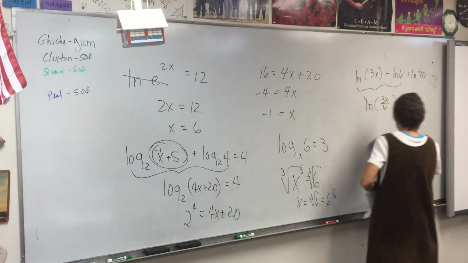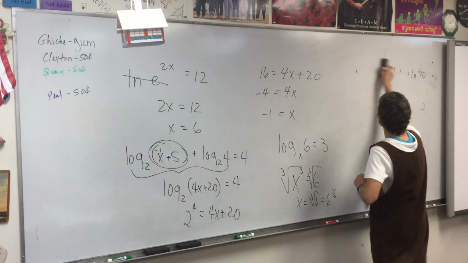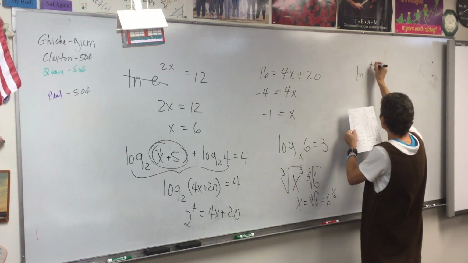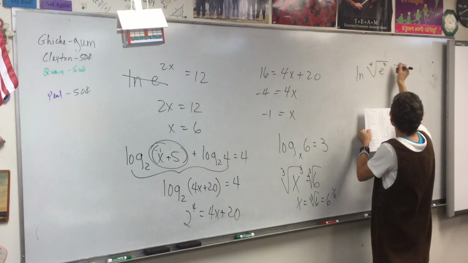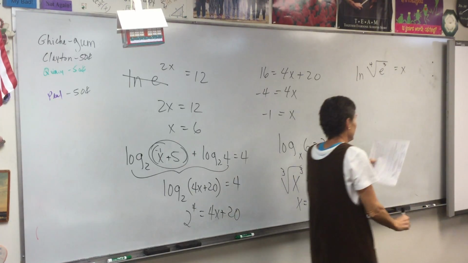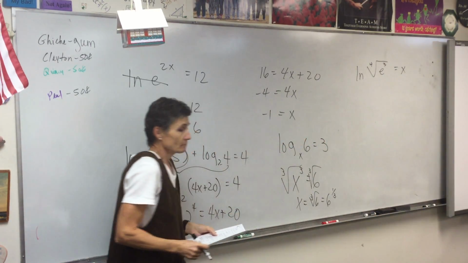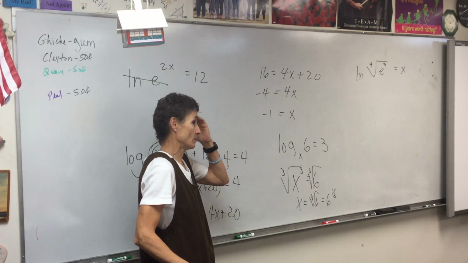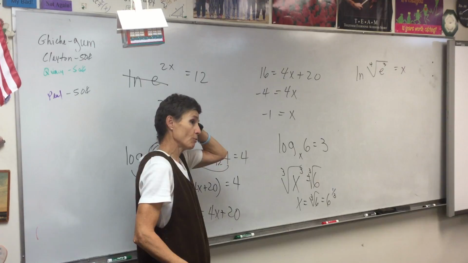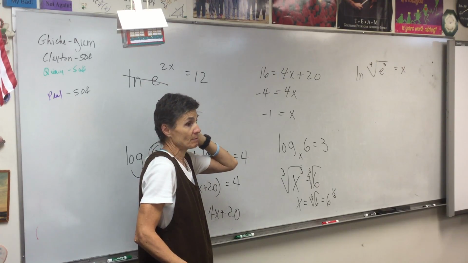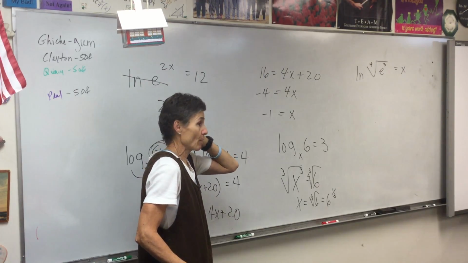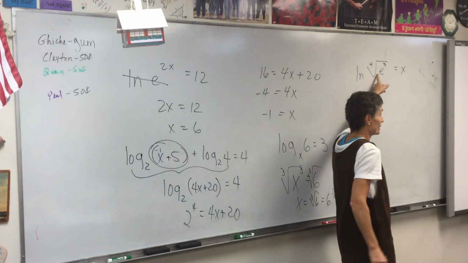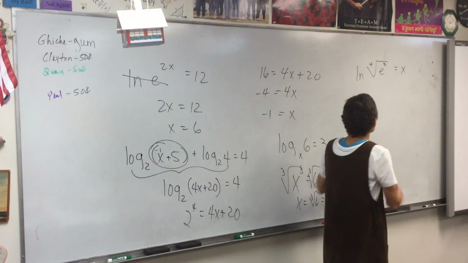And finally H. Oh boy. It's looking scary. Well, it does look scary, but you know what? It's not. If you think about it, it's not scary. Now, sometimes LNs and E's cancel, right? But in order for an LN and an E to cancel, they have to be back to back. I got a radical in the way. See how that's in the way? So let's get rid of the radical.